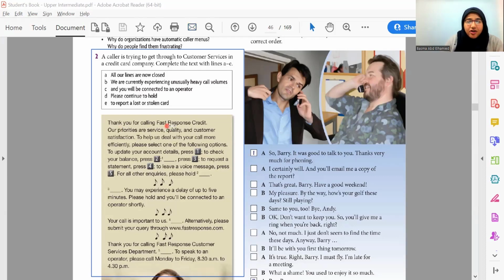Thank you for calling Fast Response Credit. Our priorities are service, quality, and customer satisfaction. To help us deal with your call more efficiently, please select one of the following options. To update your account details, press 1. To check your balance, press 2. To report a lost or stolen card, press 3. To request a statement, press 4. To leave a voice message, press 5. For all other inquiries, please hold, and you will be connected to an operator.